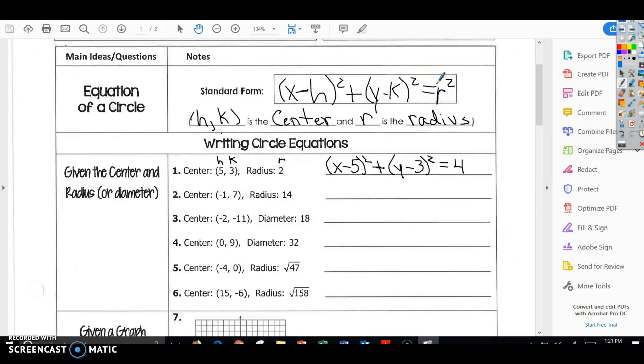Alright, again, we'll just do one more. X minus a negative 1, we'll make this plus 1. And then y minus 7 squared equals 14 squared.